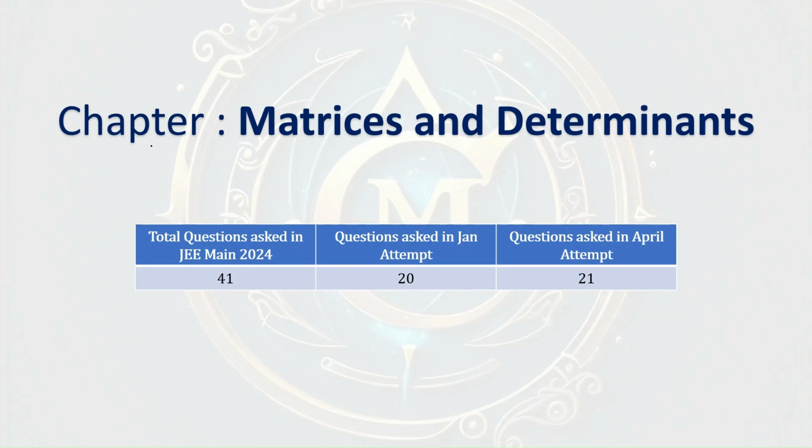Now this chapter is very much important and scoring from the point of view of JEE Main, because you can see in JEE Main 2024, 41 questions in total were asked from this chapter, 20 in January attempt and the rest 21 in April attempt. So you can expect at least two questions from this chapter in your JEE Main paper. And this is an easy and scoring chapter, so you should not miss it. Let's begin.